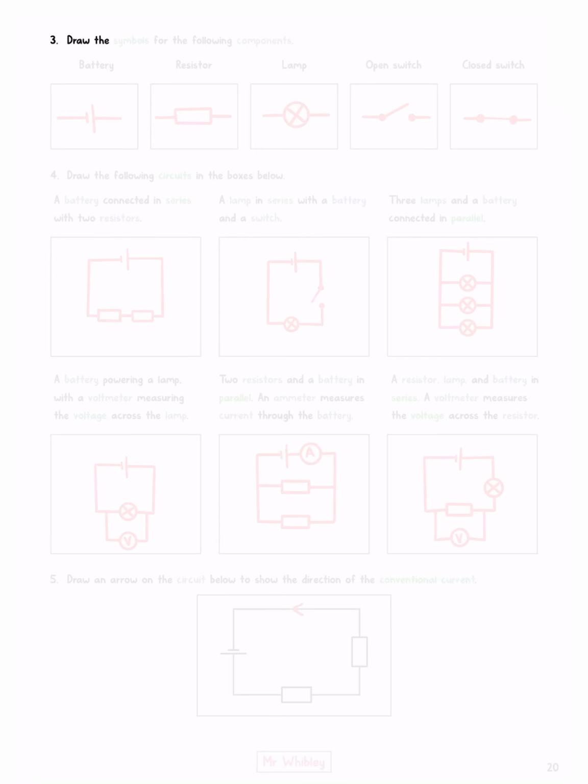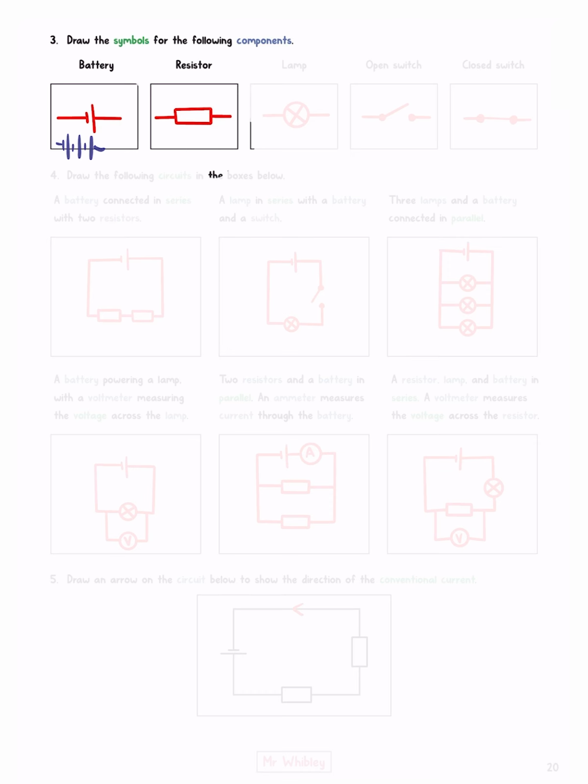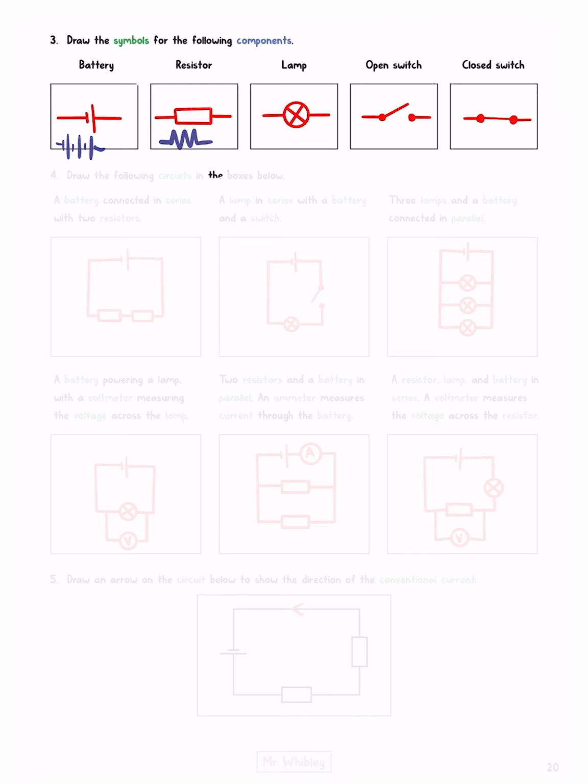Question 3. Draw the symbols for the following components. The symbol for a battery is this symbol here. We might also join multiple of these together to show battery cells. The symbol for a resistor is just a rectangle. This is the British notation that New Zealand also follows. The Americans would draw them like this. The symbol for a lamp is just a circle with an X in it. We have an open switch through which current is not able to flow, and a closed switch through which current is.